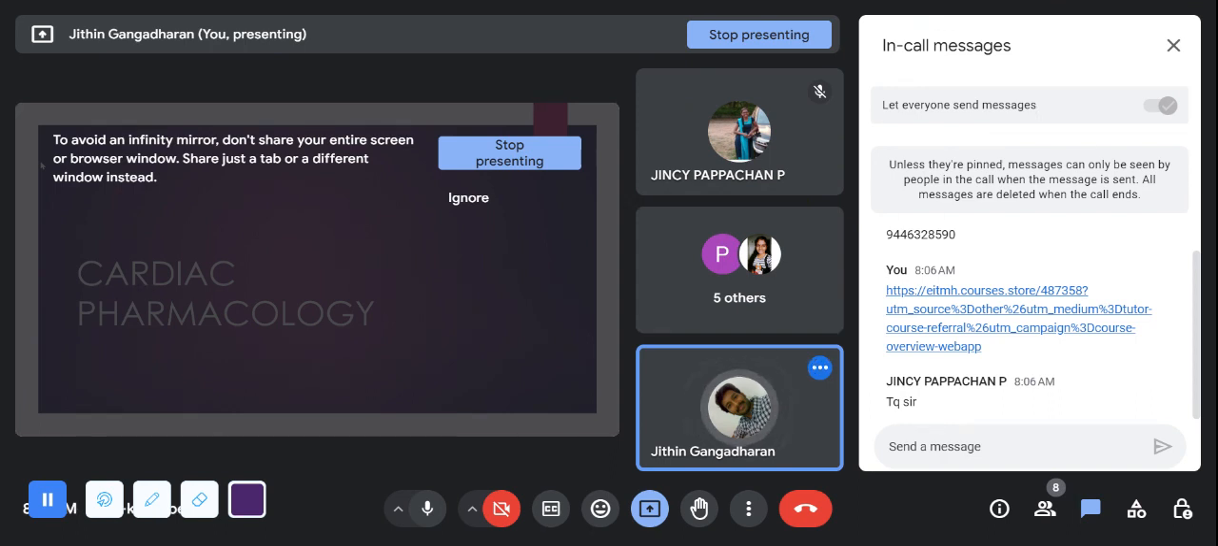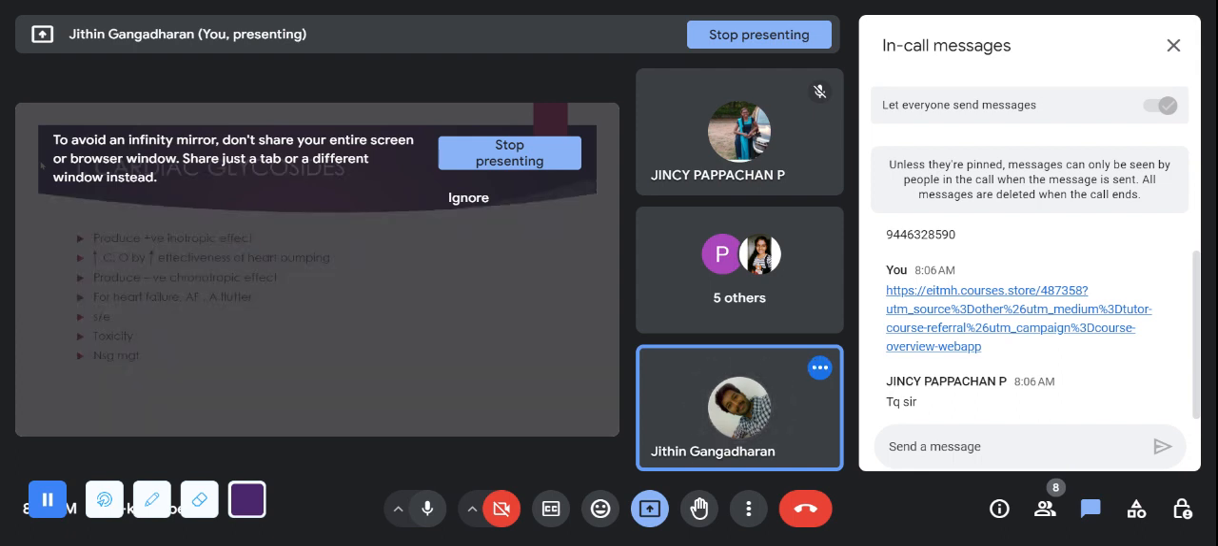So what we are going to see today is the cardiac pharmacology. Okay, so this is a super important area. The majority of the questions related to pharmacology are going to be asked from this cardiac region. Okay, so if you have any doubt, kindly cut me through and ask the question.